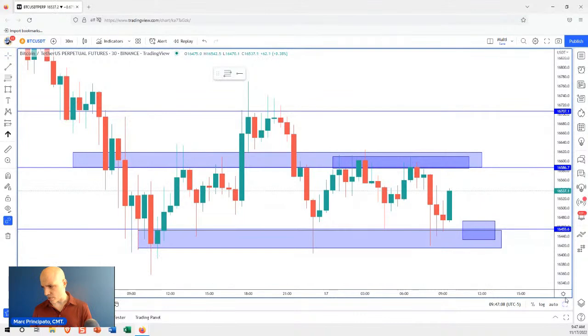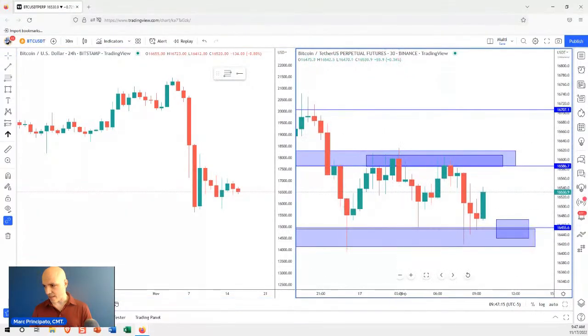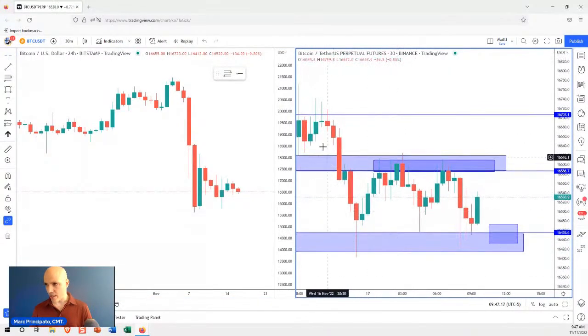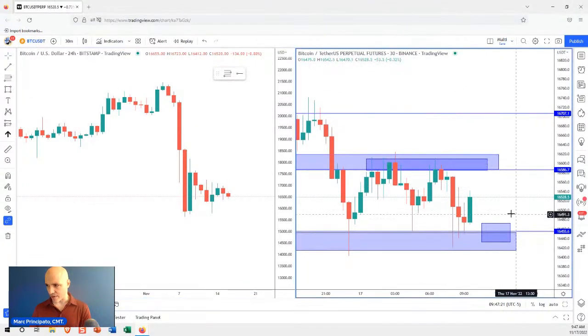And now we're going to go to the other chart here. We're going to go to the daily time frame and look at the bigger picture situation across major markets, and we'll be monitoring this on the 5-minute chart.